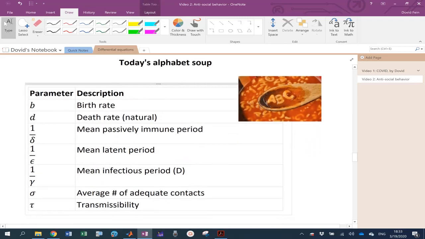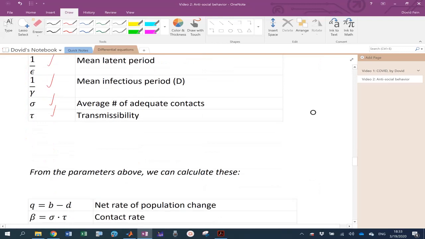Before we have the differential equations, we have a bunch of constants. We have the birth rate and death rate, which we're going to ignore, as we said. So I'll set those to 0. And the mean passively immune period, that's also not going to make much of a difference in our model. The mean latent period will, we need that. The infectious period, as before, we need that. And then in order to find beta, we have the sigma and tau as last time. So these are going to be the adequate contacts. So it's really, like I said before, an SEIR model.